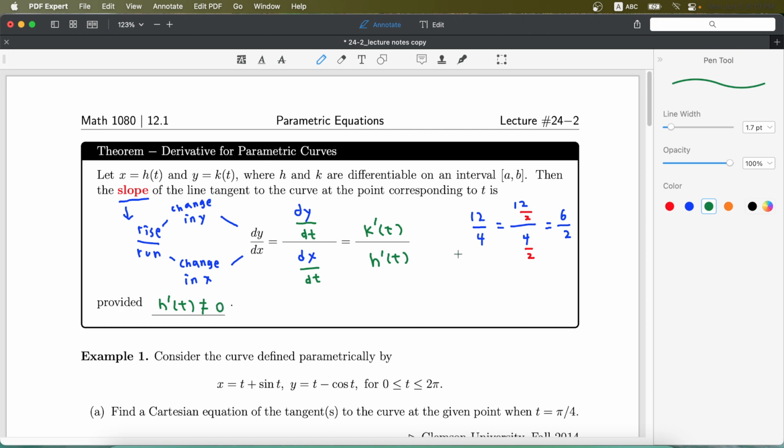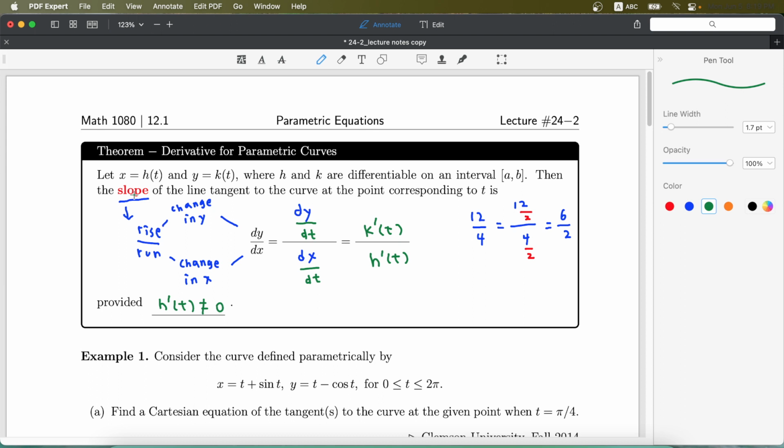Notice that the idea is to divide both top and bottom by the same non-zero number, like 12 over 4 and 6 over 2. And notice that it doesn't matter which equations you are using, whether the equations in x and y or the parametric equations. The slope is always rise over run.